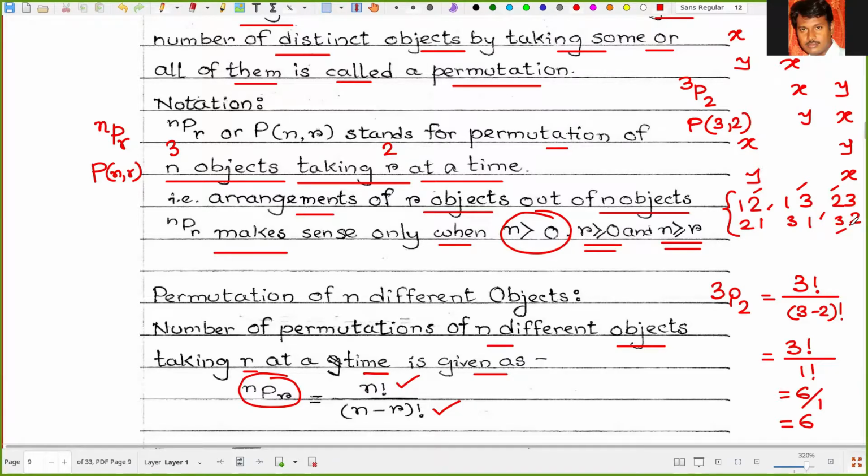The two persons X and Y can sit in 3 chairs or seats, that is 1, 2 or 3. So in that way we can proceed with the permutation arrangement.